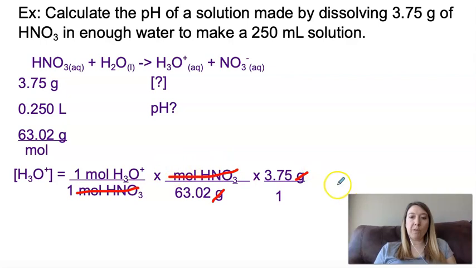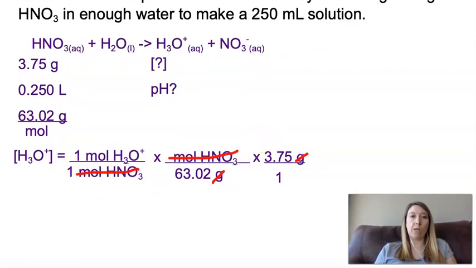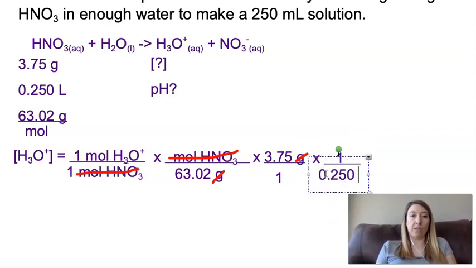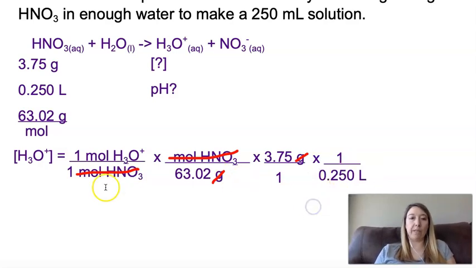Last thing we need to do is place the liters, right? We look at all our units, everything is gone. All we have is moles of H3O plus. So to place those liters, we're going to do times 1 over that 0.250 liters, right? And that places those liters where I need them to go.